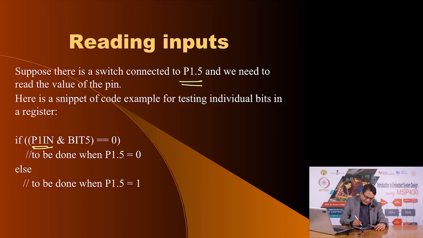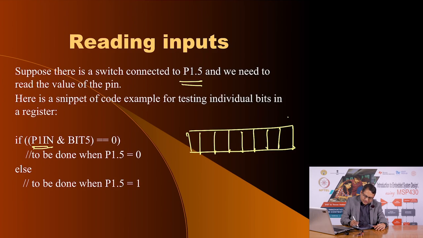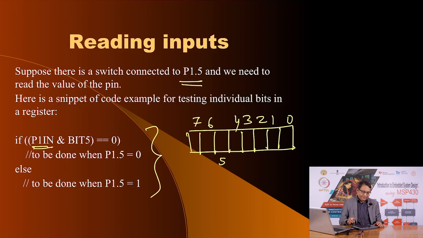Now, what is bit 5? Here, this is 0, 1, 2, 3, 4 and this is 5, 6 and 7. So, you want to know what is this value. So, you will read it, isolate this bit, and if the ANDing operation is equal to 0, that means this bit is 0, you can choose to do something. Else, you can do something else. That is the meaning of this structure of the program.